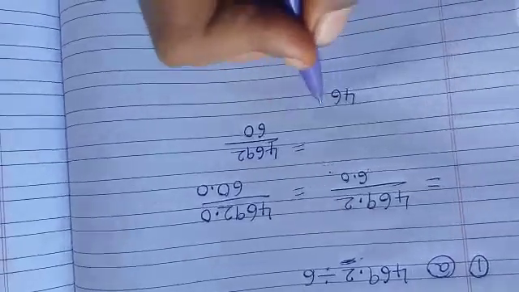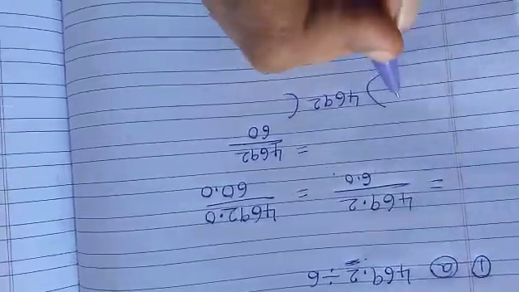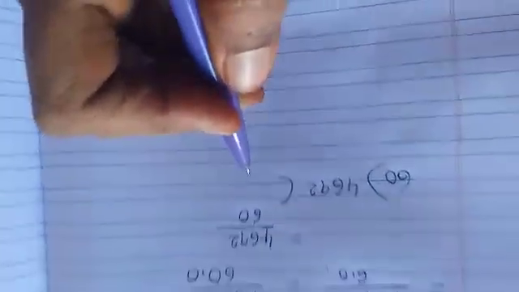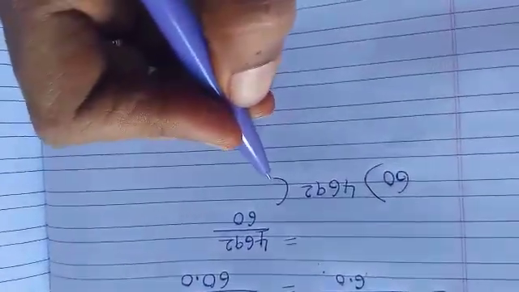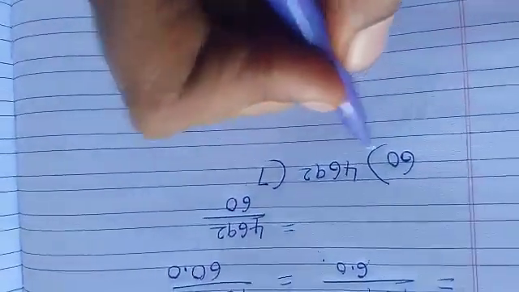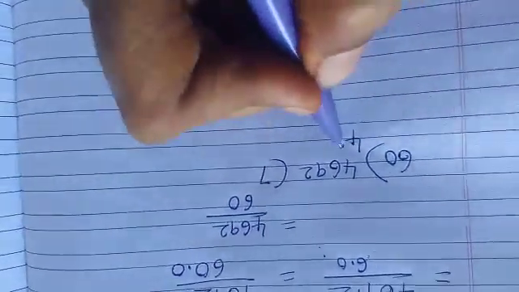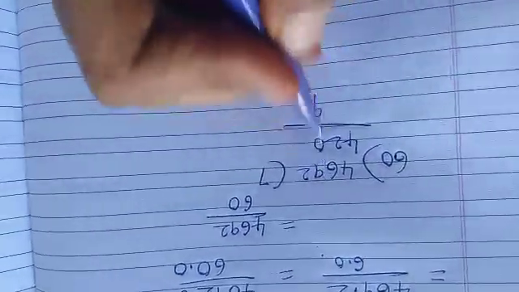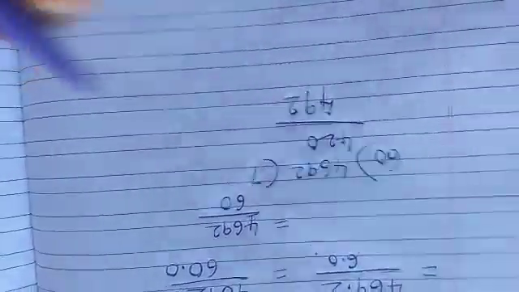Now divide as usual. 4692 divided by 60. 6 1s are 6, 6 2s are 12, 6 3s are 18, 6 4s are 24, 6 5s are 30, 6 6s are 36, 6 7s are 42, 6 8s are 48 is big. So we are taking 7 times. 6 7s are 42. Here 0 is there, so place 0. Now 9 minus 0 is 9. 6 minus 2 is 4.